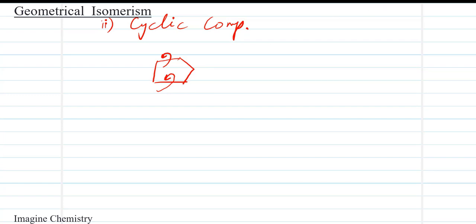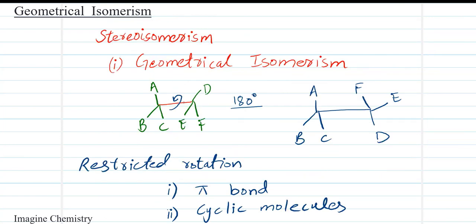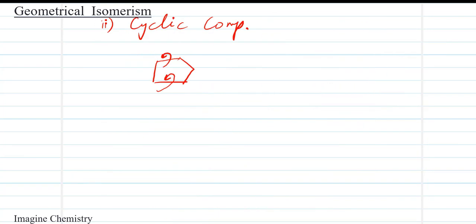Now, let's recall what we studied on the first page: if there is a single bond, it can rotate. When it is rotating, I told you that if we rotate this molecule by 180 degrees, this D has reached here, F has reached here, and E has reached here. Now we studied that in certain cases there will be no rotation of bonds, and the first case is when there is a pi bond.